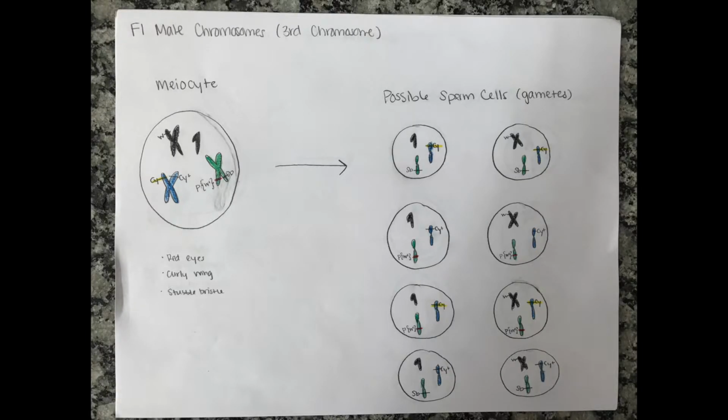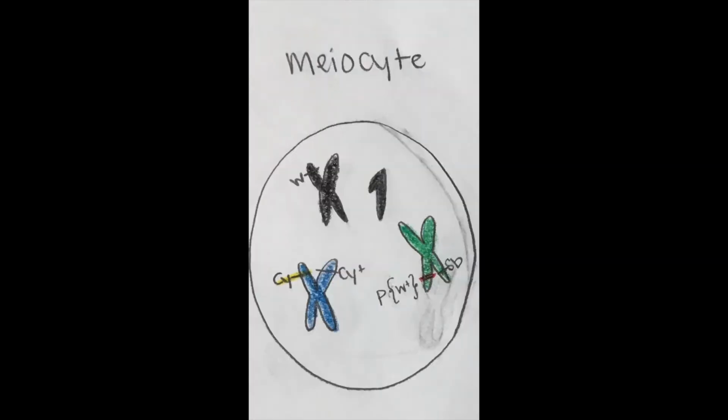Now we are observing the F1 male chromosomes for when the transgene is located on the third chromosome. Again, we start with a myocyte with the black X and Y chromosomes. The blue second chromosome has the mutant curly wing allele, marked by the color yellow, as well as the wild-type allele for curly wing, making this male heterozygous for this trait.